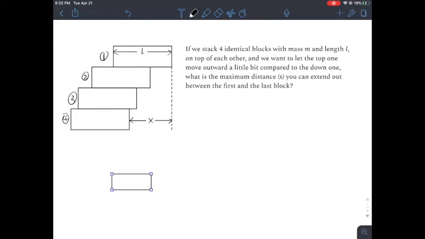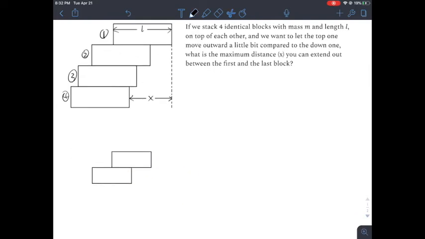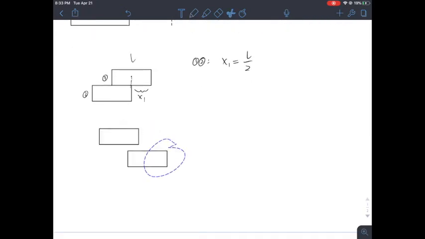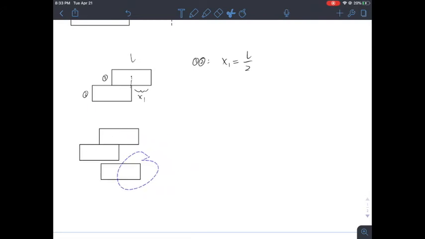Let's see the situation between the first block and the second block. In the simplest form, where there are only 2 blocks, how are we going to balance the 2 blocks without falling down? We need the center of mass of the first block to line up with the edge of the second block. That will be the maximum distance that extends out between 2 blocks. So let's define x1 to be equal to L over 2, because the center of mass of the first block will be right in the middle of the block.